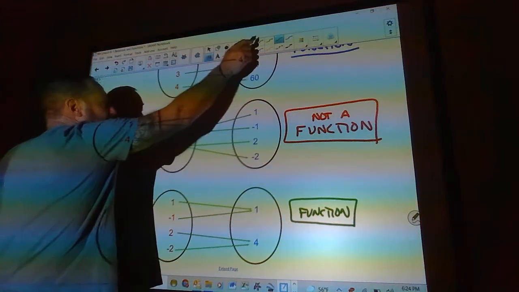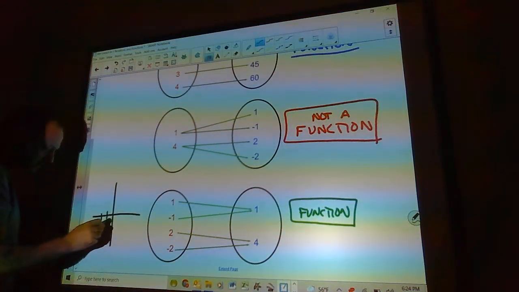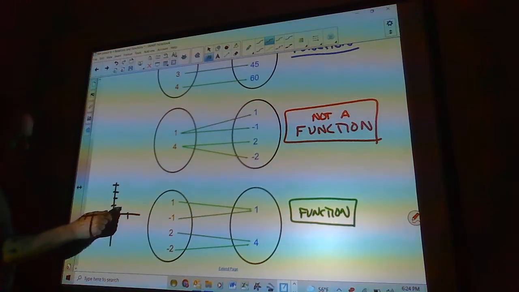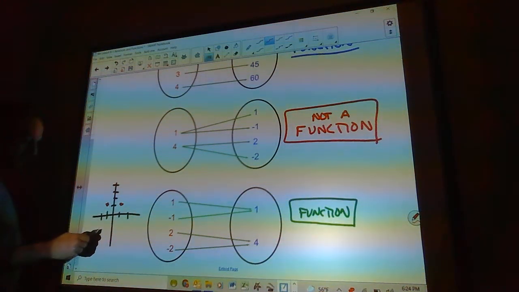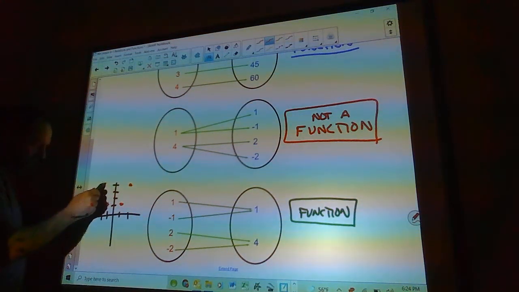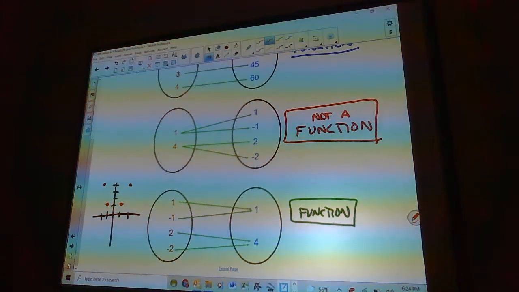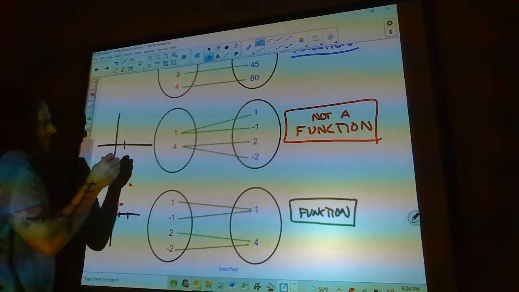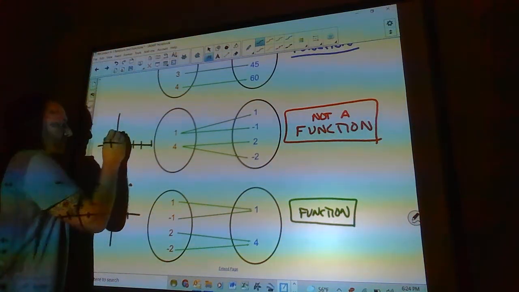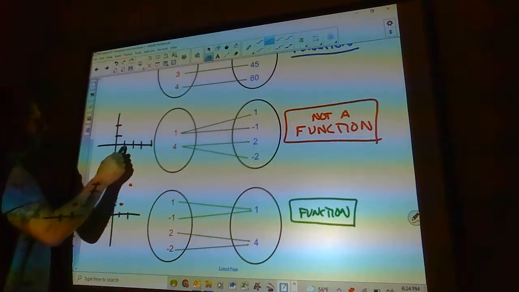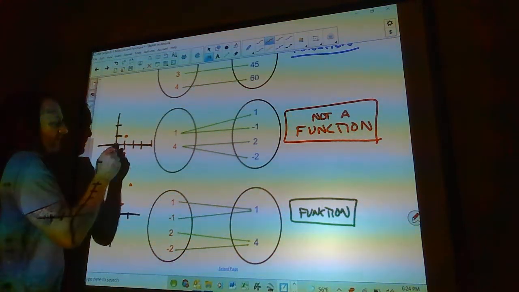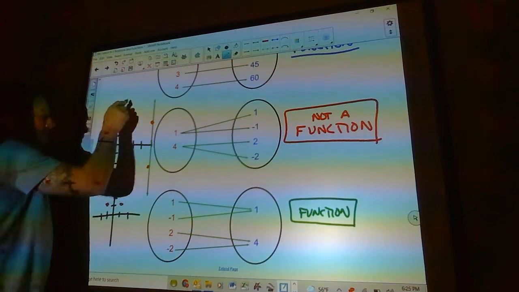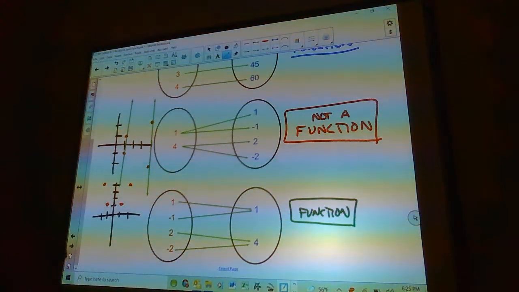And if you were to quickly graph those things, you can see that 1 goes to 1, and -1 goes to 1, and 2 goes to 4, and -2 goes to 4. That's going to pass the vertical line test right there. Okay, but if I did this other one, and I graph these, so 1 to 1, 1 to -1, 4 to 2, 4 to -2. This is not going to pass a vertical line test here or there. Okay, it's just not going to work.